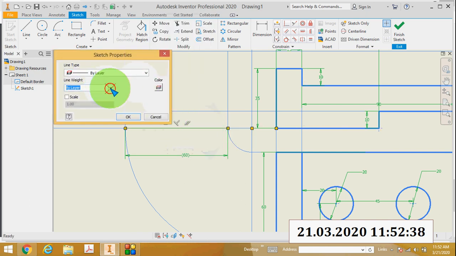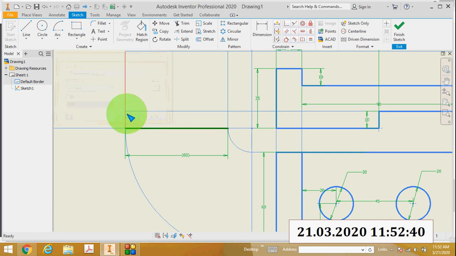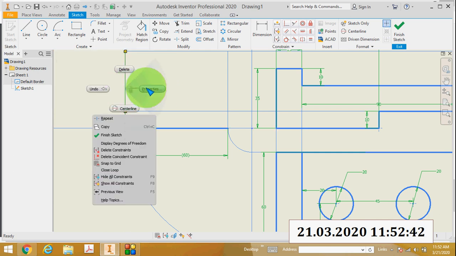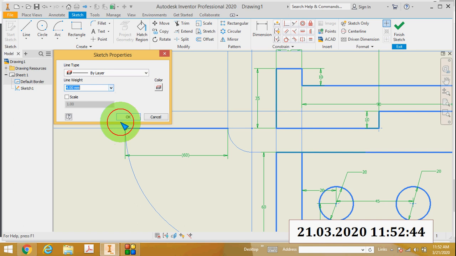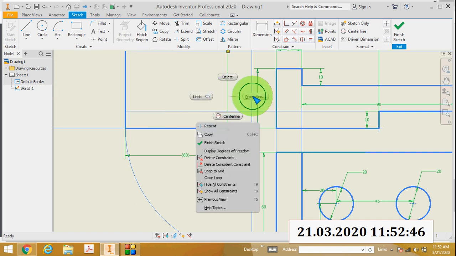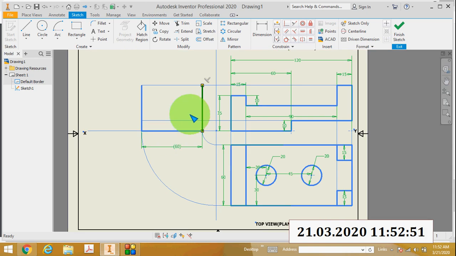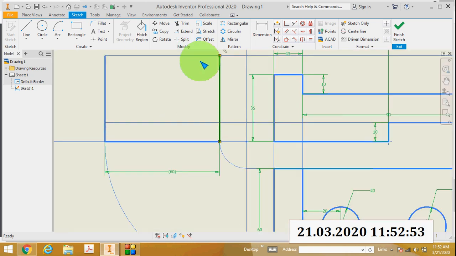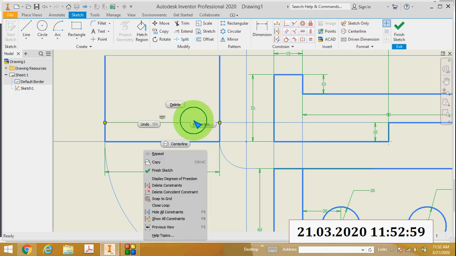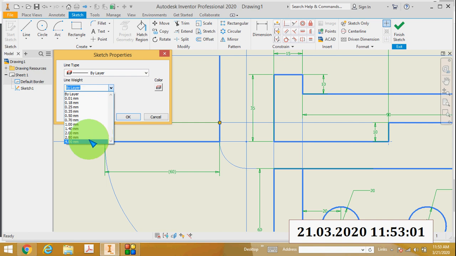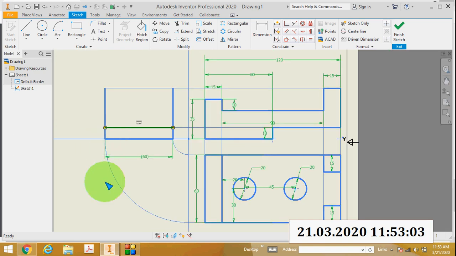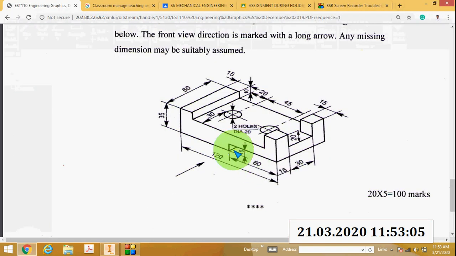I will dark it first. Then this is the outer portion, so the outer portion I will dark it. This is the outer portion, I will dark it. Then this is the 10 mm thickness portion. I will dark it. So in the side view you will see this.